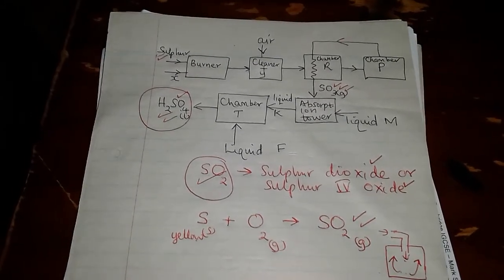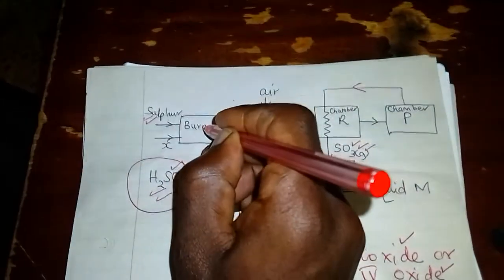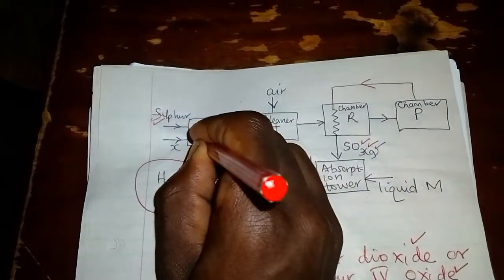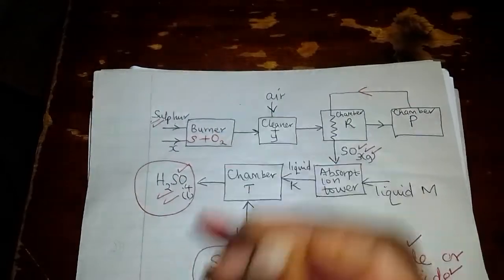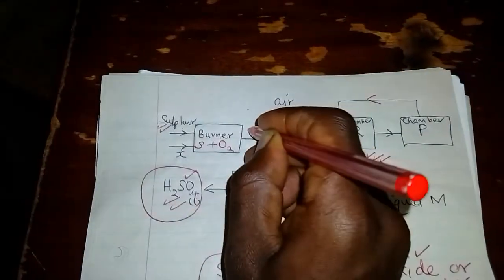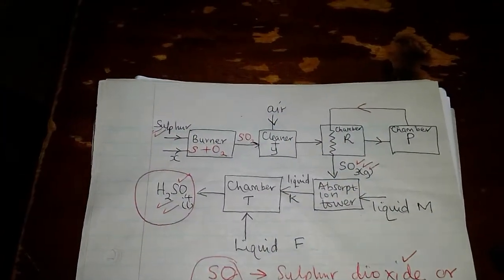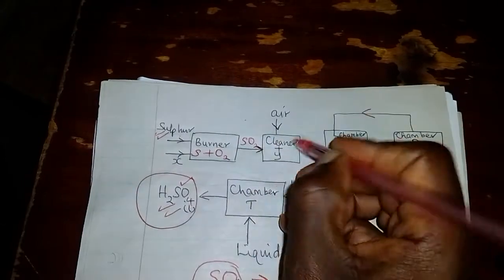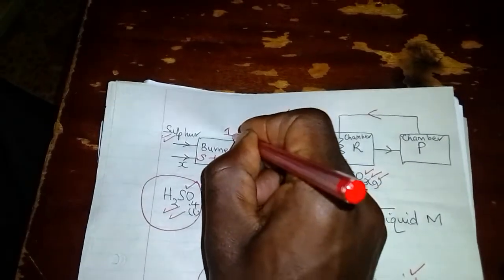Now moving forward, we now have sulfur dioxide here. That is to say that the sulfur here combines with the oxygen gas. Now what do we get at the end of the day? We have the sulfur dioxide. Good. So the sulfur dioxide gets taken to chamber 2. This is chamber 1, this is chamber 2.